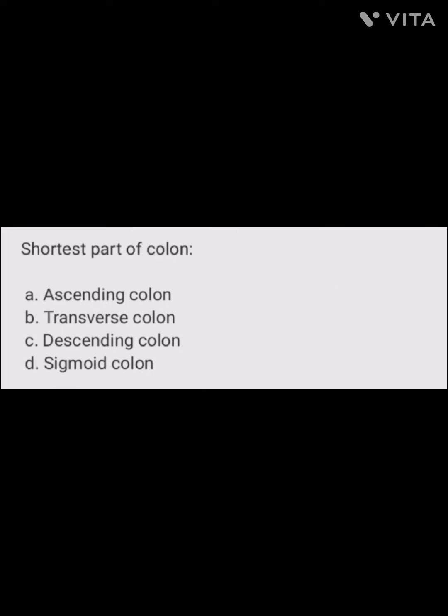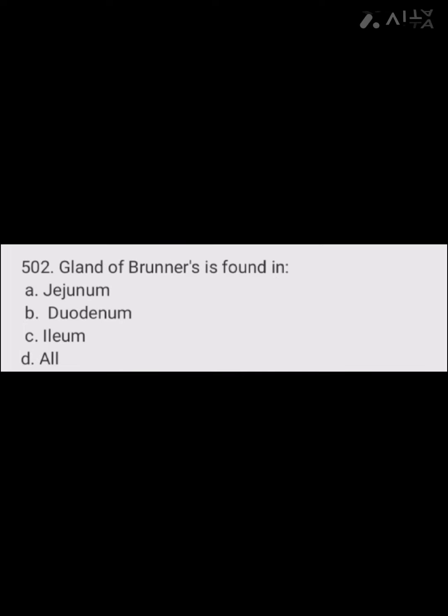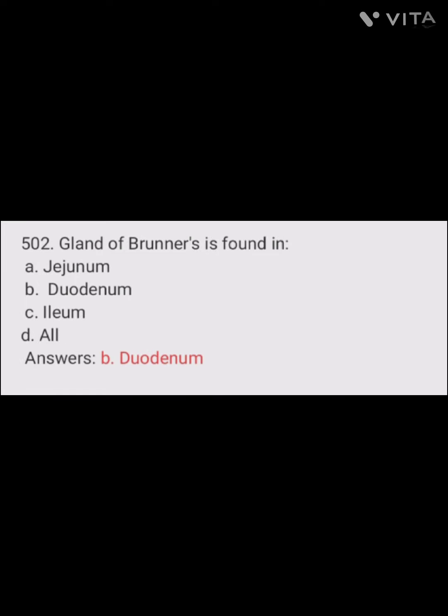The shortest part of colon: A. Ascending colon, B. Transverse colon, C. Descending colon, D. Sigmoid colon. And the answer is ascending colon. And next question: Brunner glands found in A. Jejunum, B. duodenum, C. ileum, D. All of the above. And the answer is B. Duodenum.